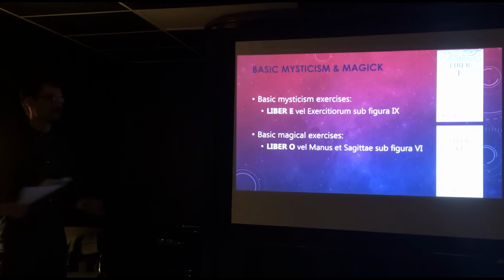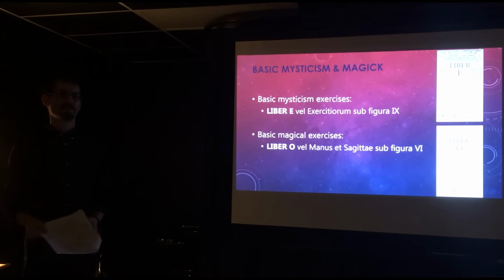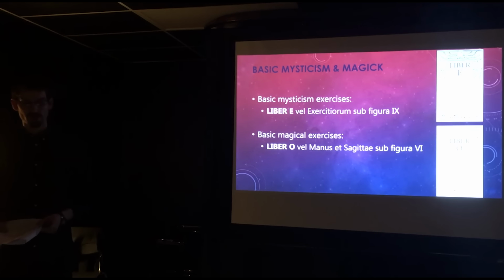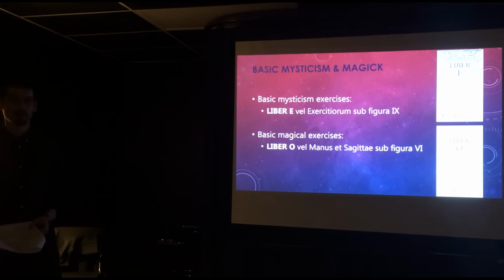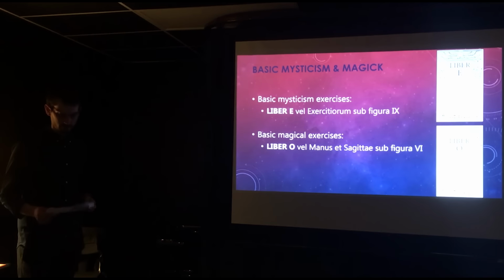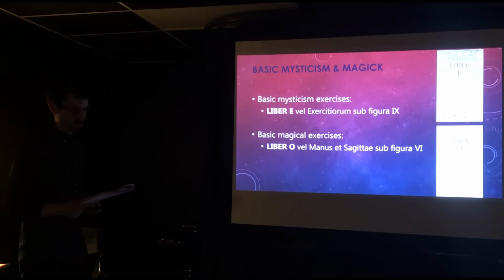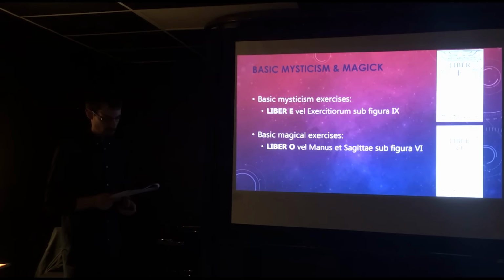So where do you find these? They're actually kind of hard to find in book form, but you can find them in Gems from the Equinox if you're looking for them in book form. Just Google them, though. Google Liber E, Aleister Crowley, or Liber O, Aleister Crowley, and you'll find them. They're also in Book 4, also called Magick.